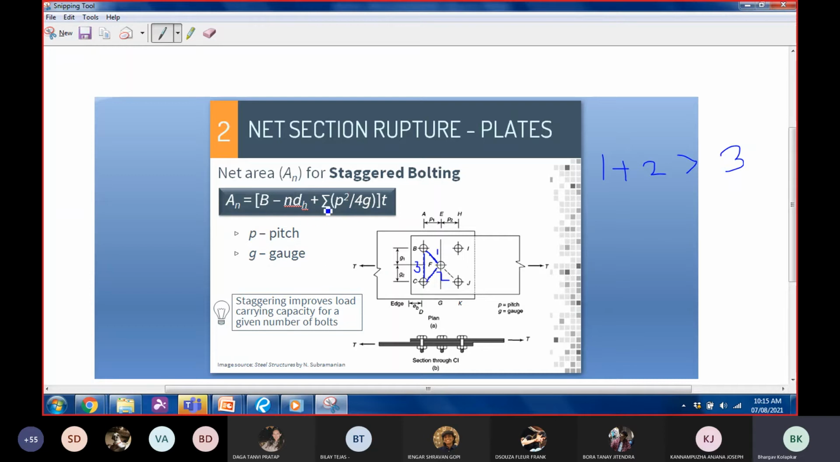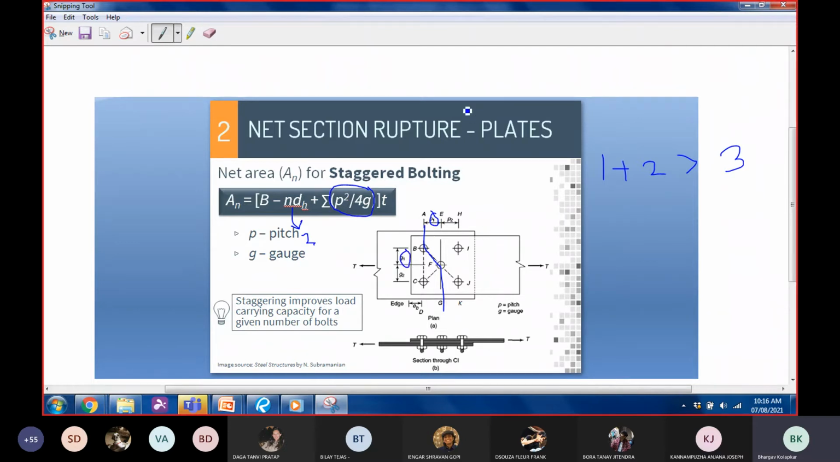What the code says is you just add p square by 4g for every stagger that you see. Okay, you just add p square by 4g. So for example, if I am moving along the path A, B, F, G, then let's just say I'm moving along this path. Along this path, I encounter 2 bolt holes, so my N is going to be 2. And along this path, I have one staggered arrangement with a pitch of P1 and with a gauge of G1.